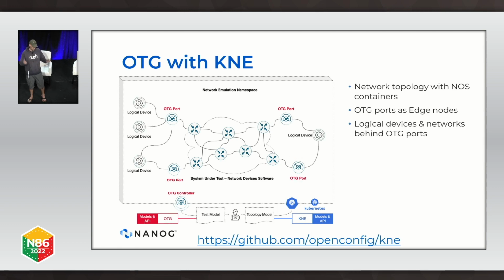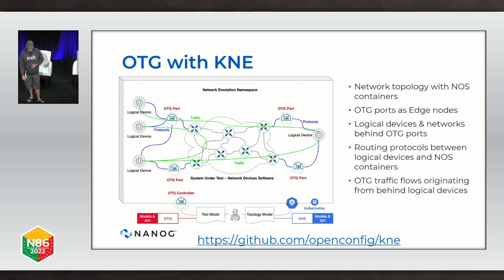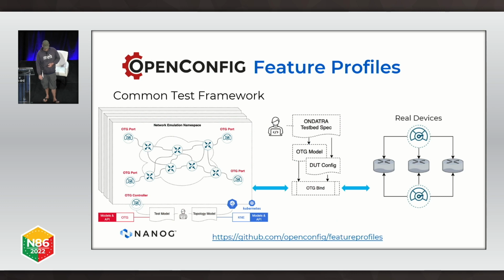And then within OTG, it can expand that topology to support virtual devices behind them. As I said, the routing protocols and the traffic can be brought up and then forwarded across our network emulation. We can basically take something purely containerized and then develop a set of tests against that. And in OpenConfig, we've referenced the feature profiles repo that's there. That uses our Ondatra test framework to drive a set of functional specifications that we have developed for our internal use cases, and we've open sourced.